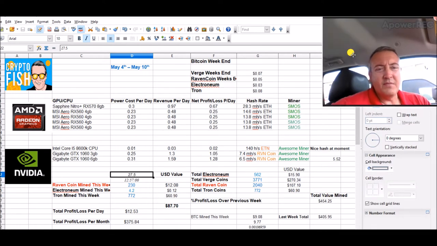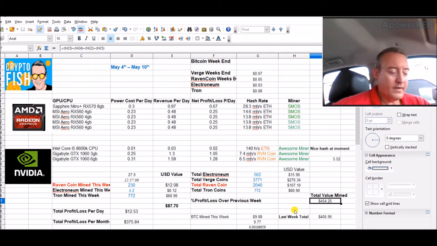This week it's a little skewed because I just cashed out about, I think it was about $39 from Nicehash. And I bought Tron, so with that $39 I was able to buy 502 Tron. So now I've got, quote unquote, 772 Tron mined this week, 772 total. These numbers are off this week because over $20 of that Nicehash money came from the previous week's mining. But the total value mined right there, $454, is legit since I started mining.